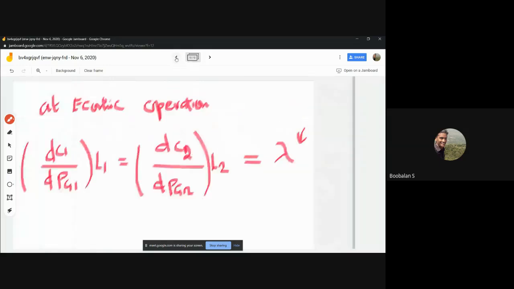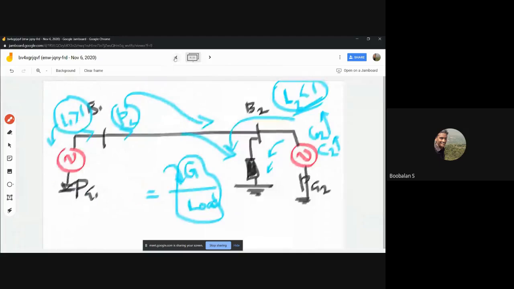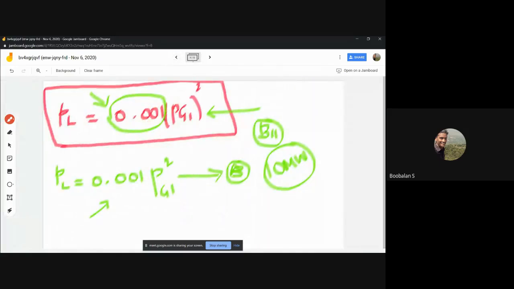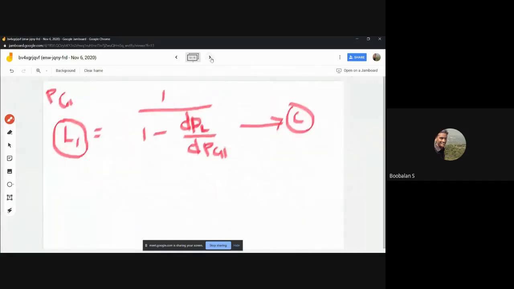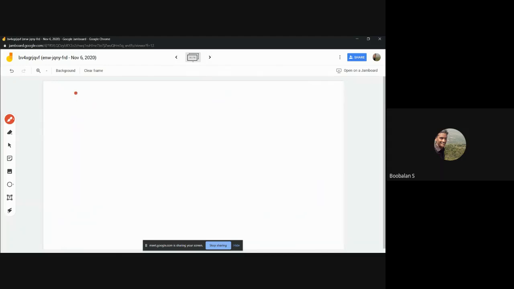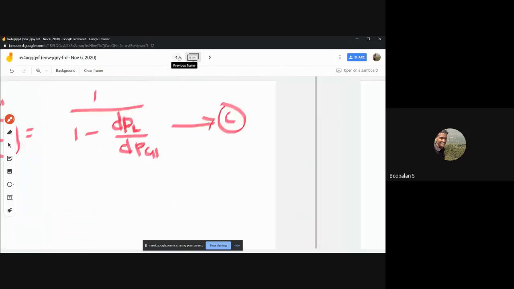We already have the power loss equation, which is PL equal to 0.001 PG1 the whole squared. This is the power loss equation. So what do we need to do? We need to differentiate with respect to PG1. Before calculating L1, we need to calculate this one. Once we find it, we replace it over here, and then you can easily calculate L1. Now I need to calculate dPL by dPG1. I'm going to recall the PL equation once again.